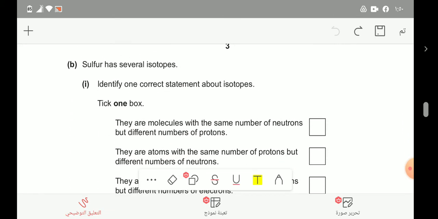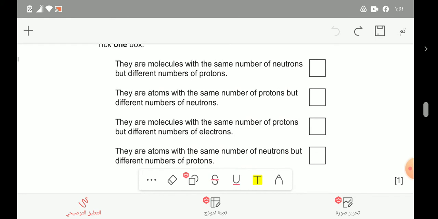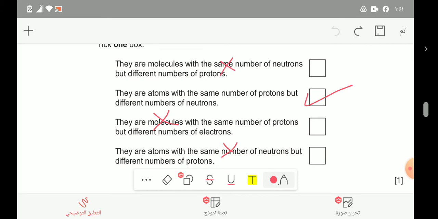Next question: sulfur has several isotopes. Let's skip this question, it is so easy. Identify one correct statement about isotopes. Isotopes are atoms with the same atomic number, or number of protons, and a different number of neutrons. They are not molecules, molecules is wrong. Atoms with the same number of neutrons is wrong also, so all of those are wrong.